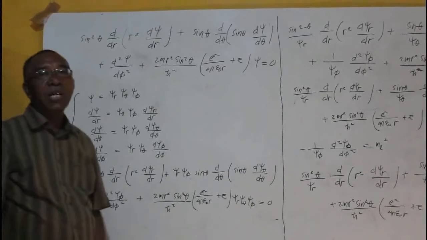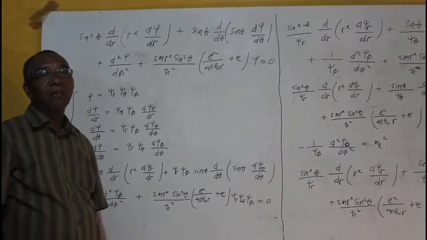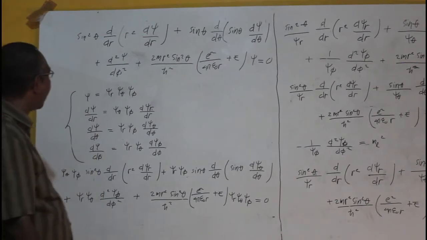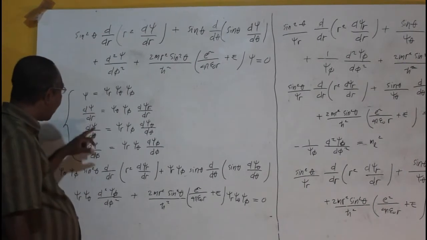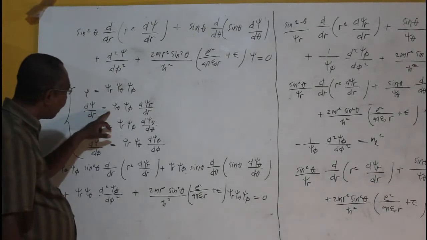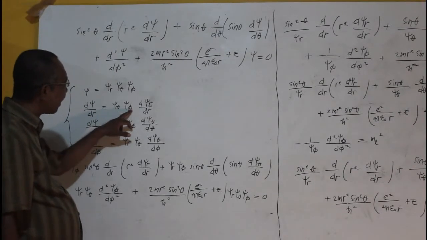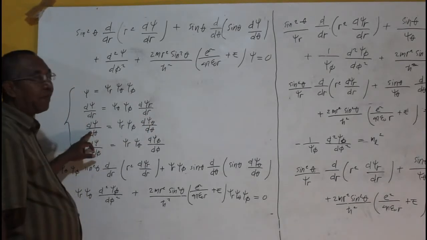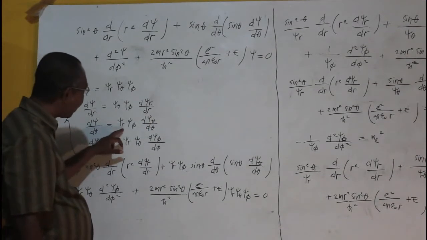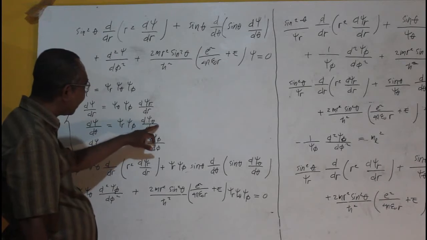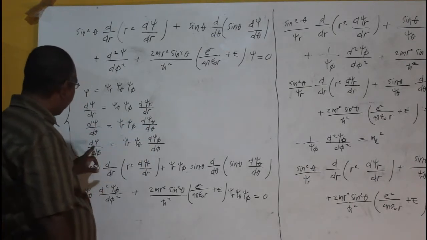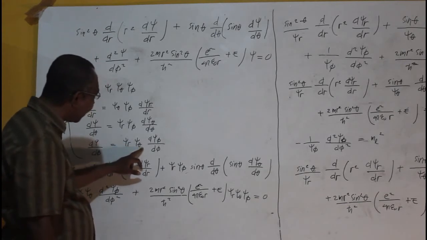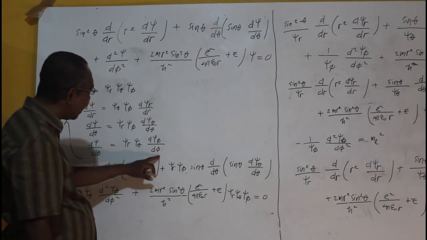And when psi is changed by the change of one variable, the other variables remain constant. Thus we write d psi over dr equals psi theta times psi phi times d psi r over dr. D psi over d theta equals psi r times psi phi times d psi theta over d theta, and d psi over d phi equals psi r times psi theta times d psi phi over d phi.